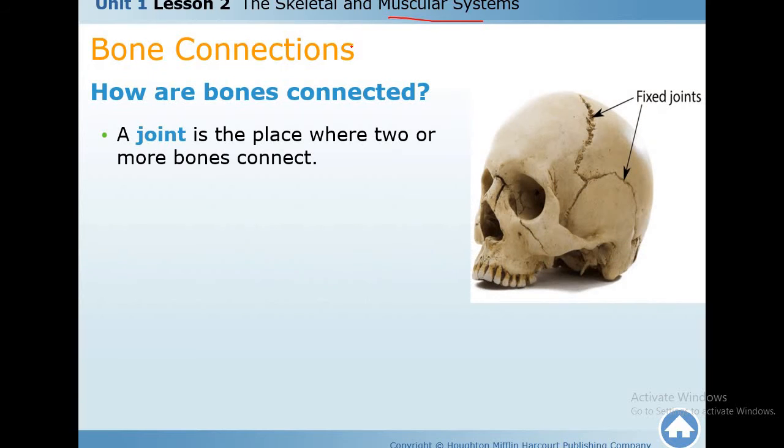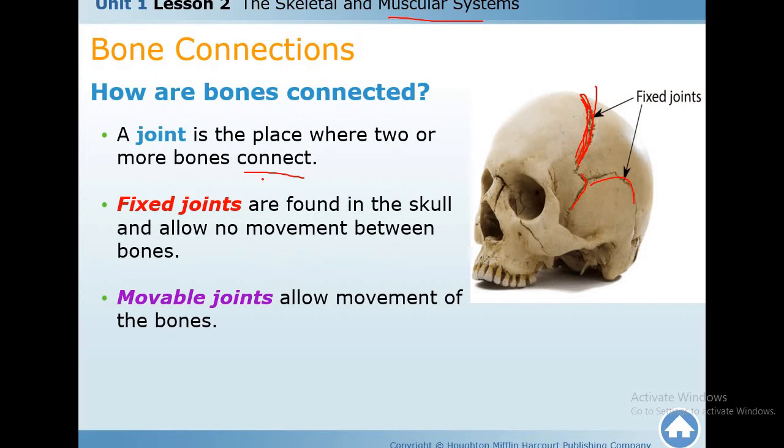How are bones connected? The bones are connected by a joint. So the bones are connected together by a joint. Look here, this is called a joint, where the bones are connected together. So the joint is a place where two or more bones connect.